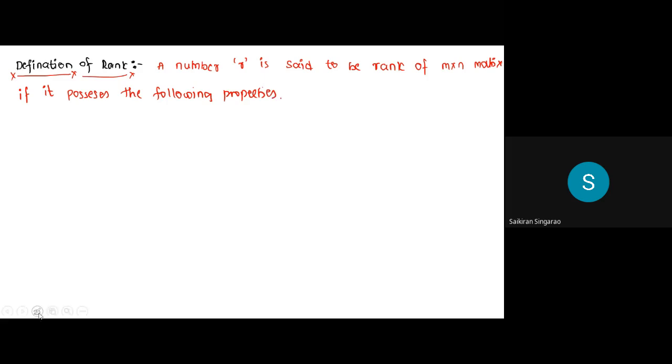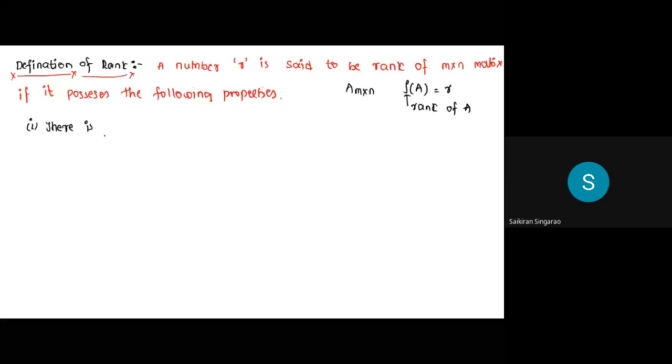Now, sir, what are the properties? First property is, A is a matrix of order m cross n, and I'm telling the rank of A is R. This is the way you call it, rank of A. When can I say that R is the rank of A? If it possesses the following properties. What are the properties? It is like this.